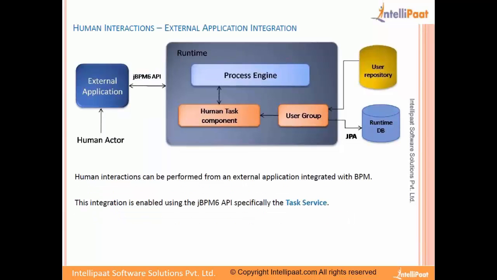The other way to handle the human interaction is by considering this whole process engine as a service, with our own external application which consumes this process engine, and the human actor doesn't even know that there is a process engine at the back. He just connects with the external application and gets the whole thing going. The interaction between the external application and the process engine is made possible using the API that they have provided us.